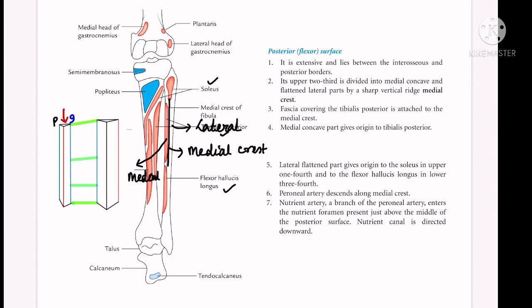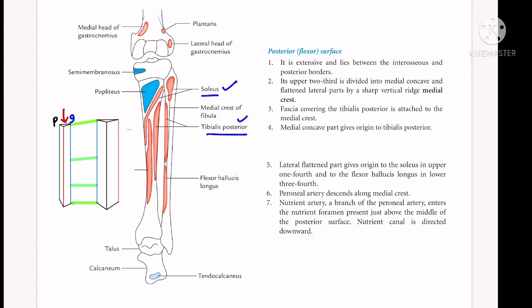Without going into the nitty-gritty and the details of the exact attachment of the three muscles, we can just say that the posterior surface of the fibula is the site of attachment of the following three muscles. One is the soleus above, below is the tibialis posterior, and still below it the flexor hallucis longus.